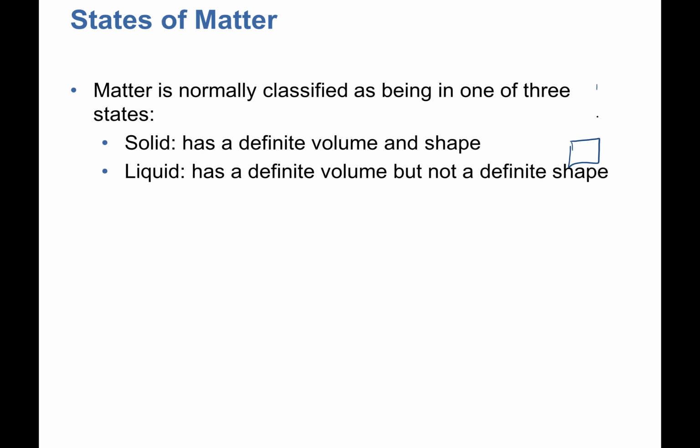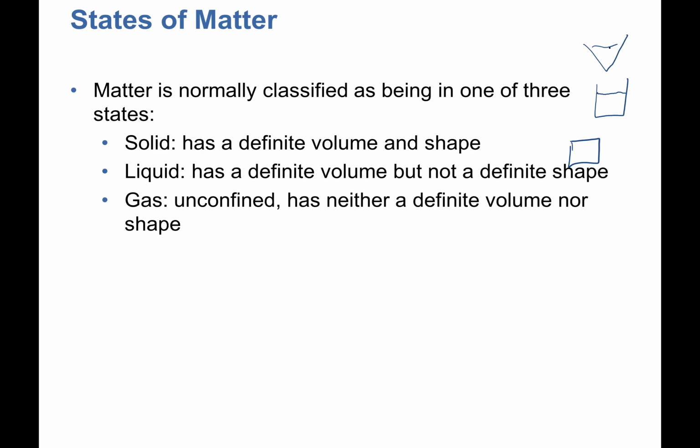So let's say you have a cup, or a container, and you pour the water. The water has a definite volume, but it doesn't have a shape, so it's going to take the shape of any type of container, right? And we have gas, which is unconfined and has neither a definite volume nor shape. That means it can be easily compressed. So if you have some kind of region with gas, and there's some kind of piston, you can push it down and compress the gas into a much smaller area.